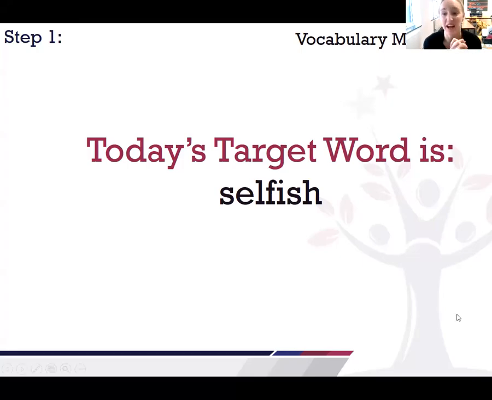And welcome to our final English lesson of the week. We are going to start with a vocab masterclass, so let's get started.